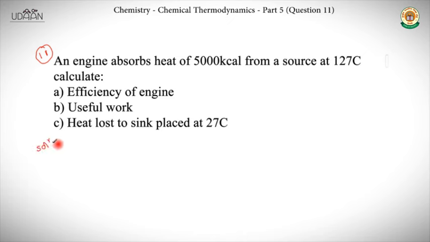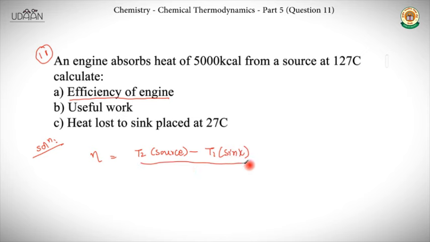So in this question, we are going to basically talk about the Carnot cycle or the Carnot engine. So in the first part, we need to find the efficiency of the engine, right? So what is the efficiency of a Carnot engine? The temperature of source minus temperature of sink, divided by temperature of source. T source minus T sink, by T source.